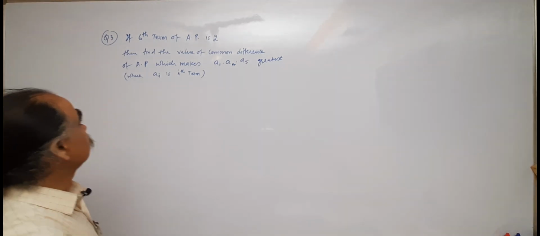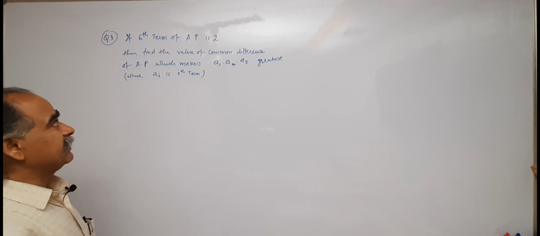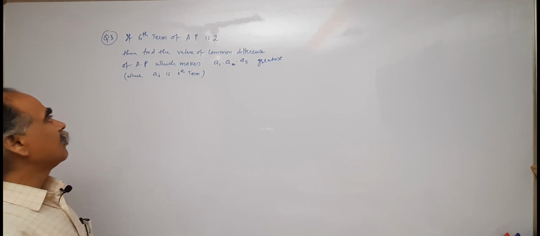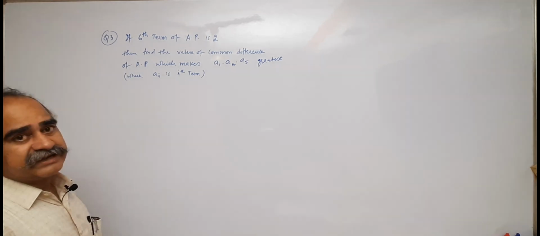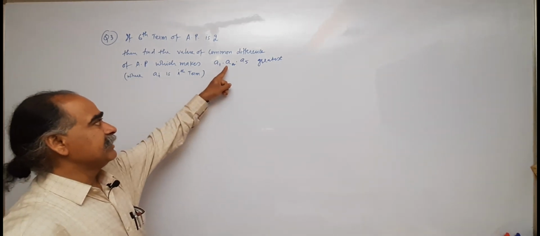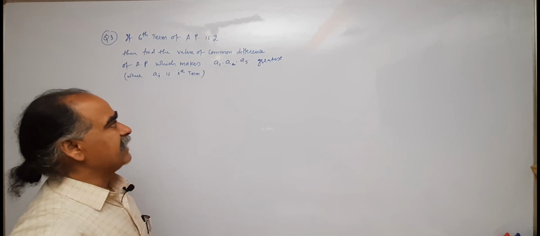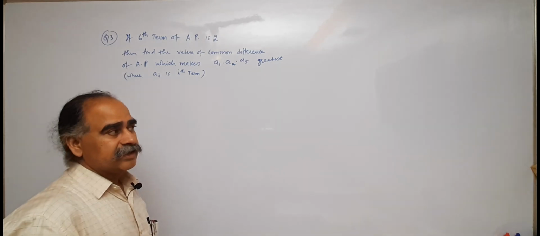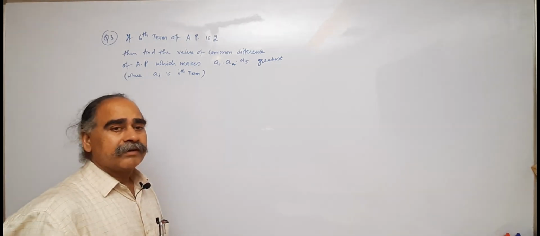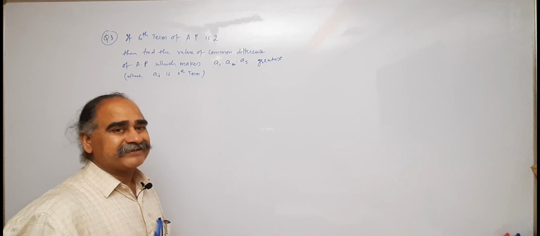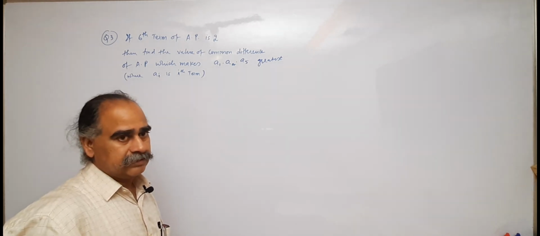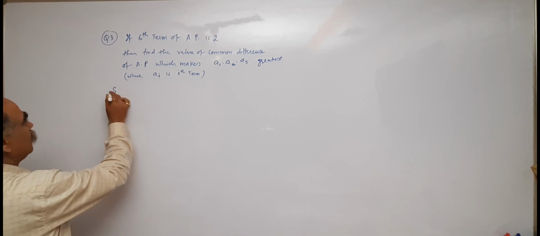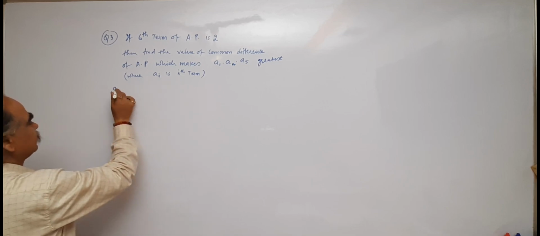This is the third one. If the sixth term of an AP is 2, then find the value of the common difference of the AP which makes the product A1, A4 into A5 the greatest. Greatest means maximum. So in this problem, application of derivative, maxima and minima, is also involved. So let us see how to do it. We have to find the common difference.